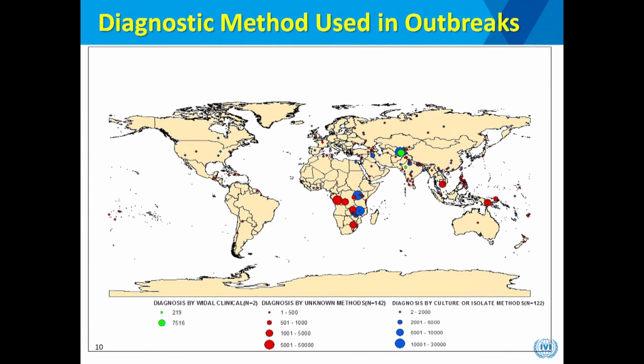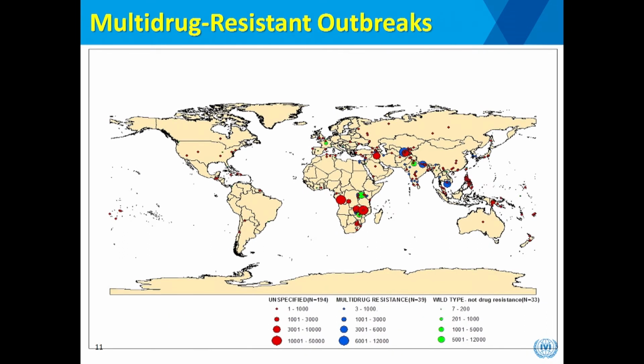And these maps represent the diagnostic method used in determining the outbreak. The blue one is blood culture. Sorry, the green one is where the Vidal test was used, and the red one is where the method is unknown. It's not defined how they identified the outbreak. For multi-drug resistant outbreaks, the blue dots represent the multi-drug resistant outbreaks, whereas the green are wild type and the red ones are not specified.